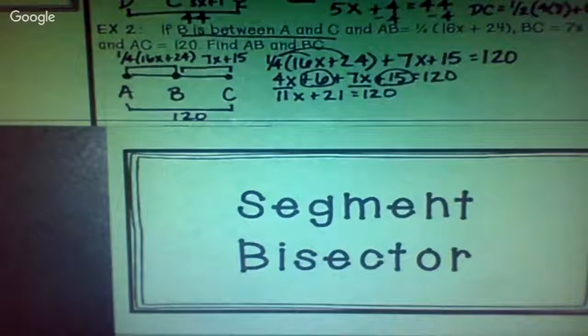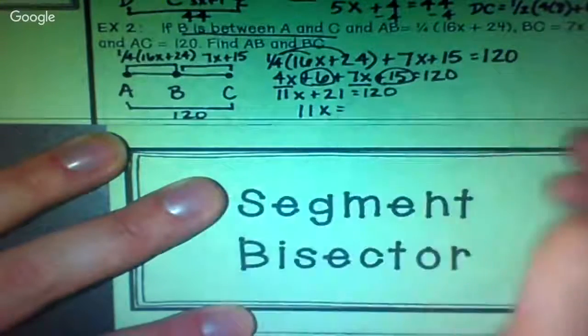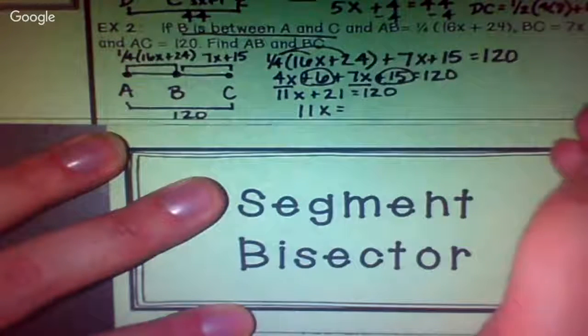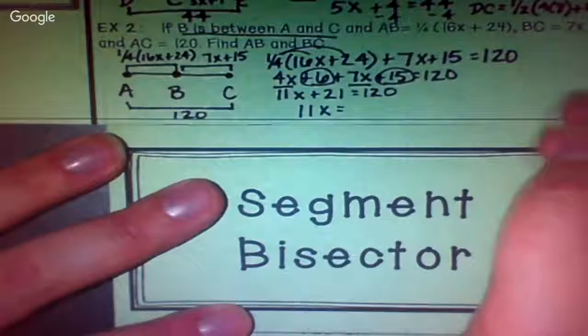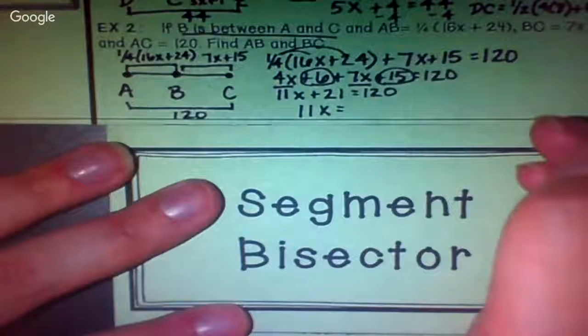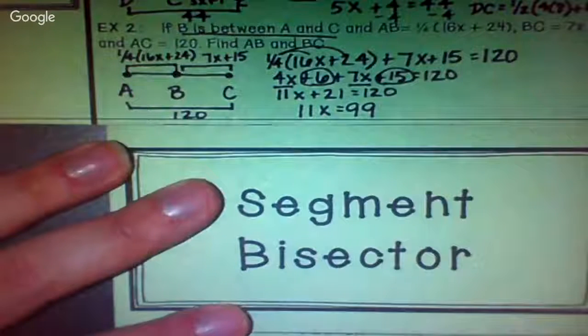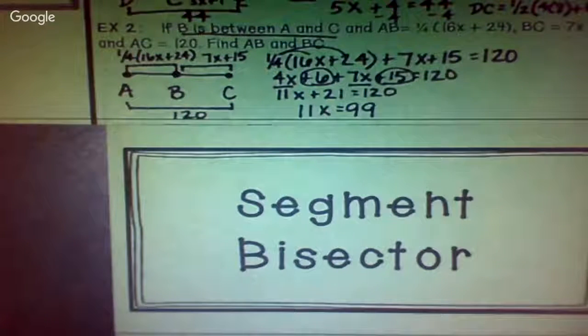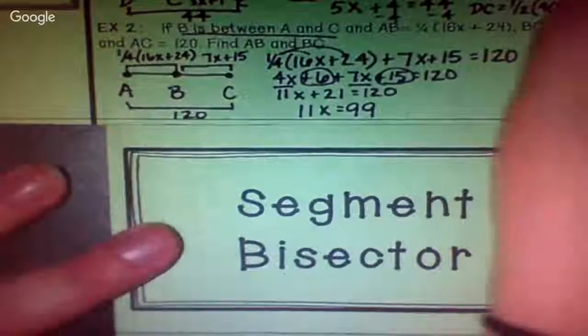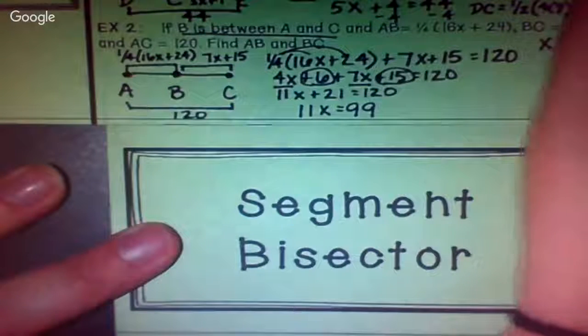Okay. Next step. Get rid of that 21. We need to subtract that 21. So we get 11x equals. What's 120 minus 21? 99. That's the best step. Okay. Finally, my last step to get x by itself. Divide. When I divide by 11, I get x equals 9.